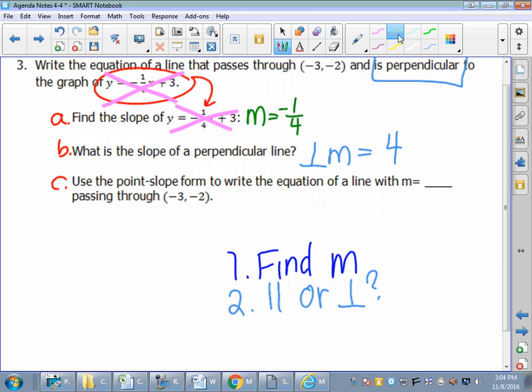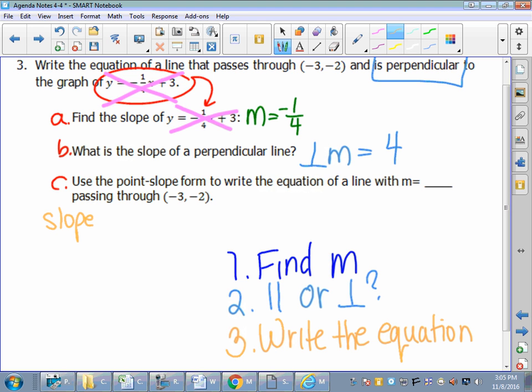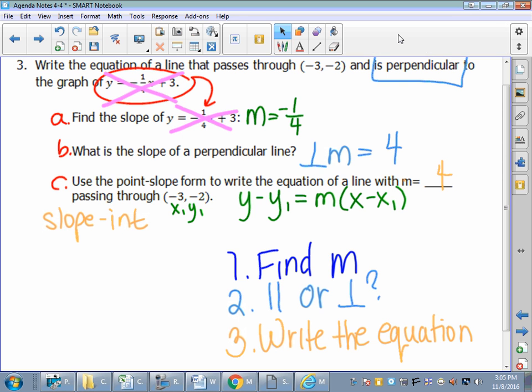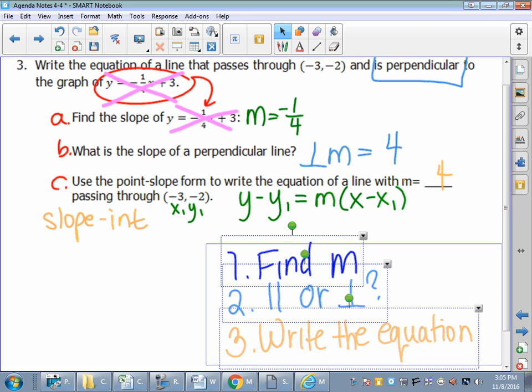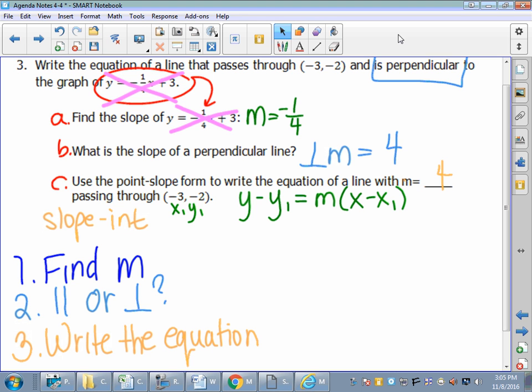And then step 3 is to write the equation. Notice it says, and I'm always going to ask you about the form, just like back in section 4.2, use the point-slope form to write the equation of a line. I'm going to want my answer to be in slope-intercept, or y equals mx plus b, form. So our m is now 4 because we found that by perpendicular. I know an x1 and a y1. So I'm going to do y minus y1. This should feel very much like a review of section 4.1 and 4.2. So let me move these guys over and let's plug our stuff in.